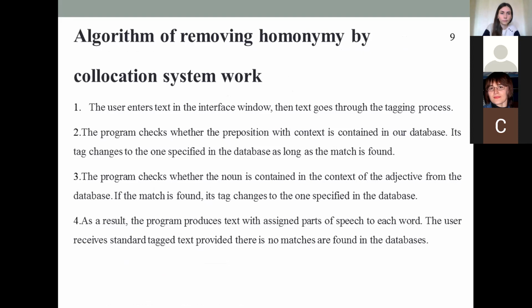The first step: the user enters text in the interface window, then the text goes through the tagging process. The second step: the program checks whether the preposition with the context is contained in our database. Its tag changes to the one specified in the database as long as a match is found. The third step: the program checks whether the noun is contained in the context of the adjective from the database. If the match is found, its tag changes to the one specified in the database. The fourth step is the result: the program outputs text with an assigned part of speech for each word. The user receives standard tagged text provided there are no matches found in the database.